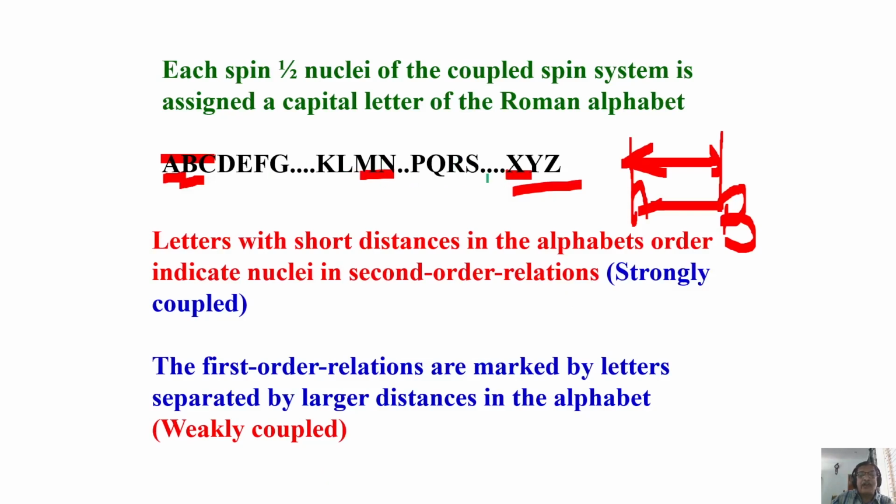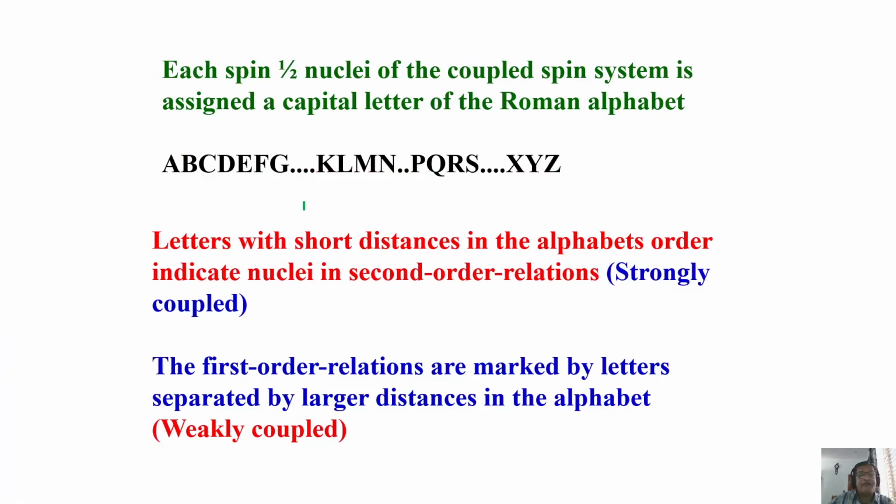M to X is also far away. In between there are many letters. That shows if the three spins are weakly coupled, I can write A, M and X. If only two are coupled, A and X. If four are coupled, I'll say A, K, P, X. That is a four spin weakly coupled system. On the other hand, if I have two spins which are strongly coupled, I'll write AB. Three spins strongly coupled, I'll write ABC. This is the nomenclature. For strongly coupled, you have to write alphabets next to each other.